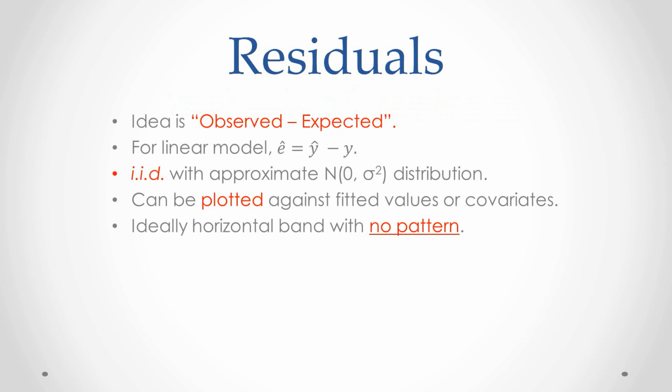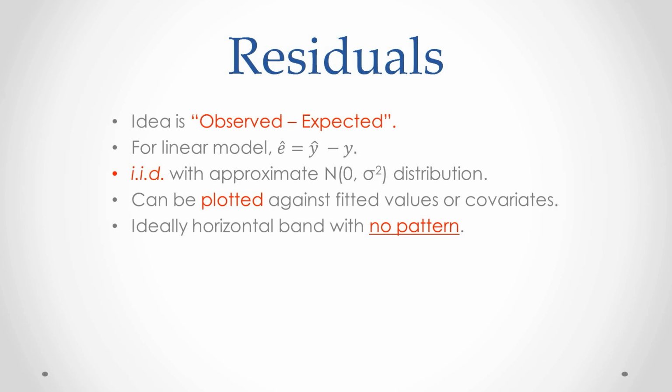Come to the concept of residual. Now note that the broad idea of a residual is to get observed minus expected. For a linear model, this is very easy because my observed is y and my expected based on the model is y hat, so I simply get y minus y hat. These I know are IID with roughly a normal 0, sigma squared distribution, assuming that the original y's are normal.